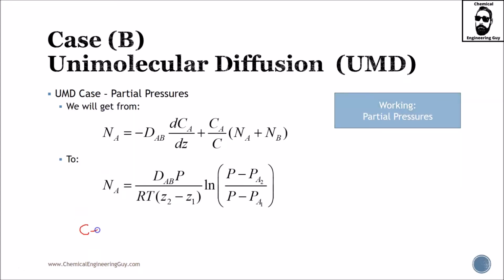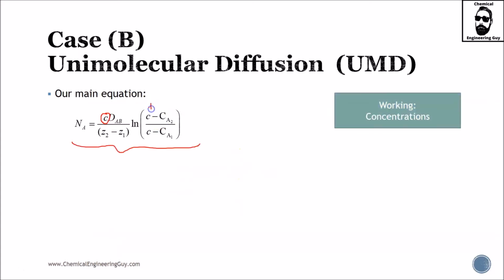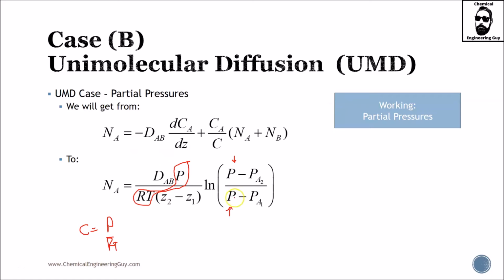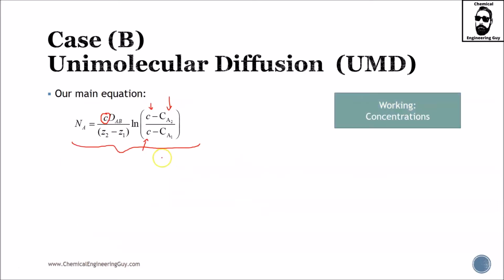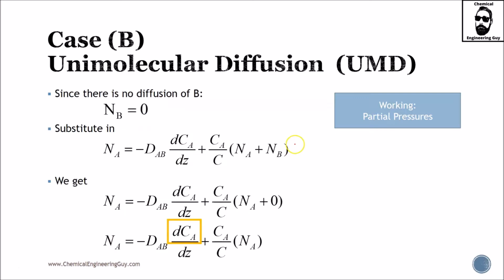We know that C equals P over RT. So technically speaking, this is the concentration factor that we have here. Also, we see that pressure repeats here, pretty similar to concentration. Remember that this is total pressure, and I have partial pressure of A in point 1 and partial pressure of A in point 2, very similar to the concentration, so you can see the analogy.